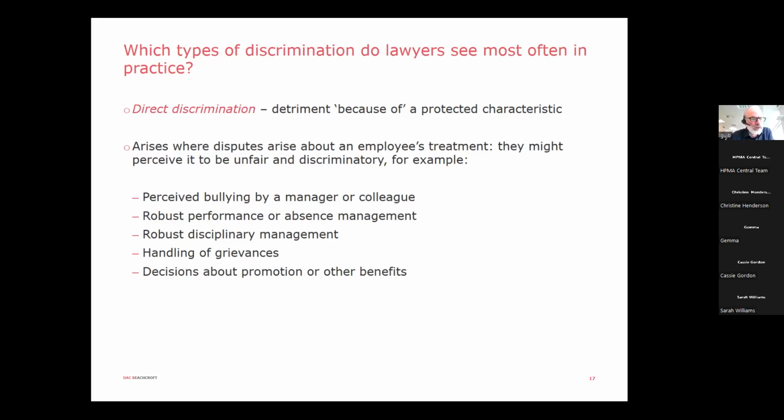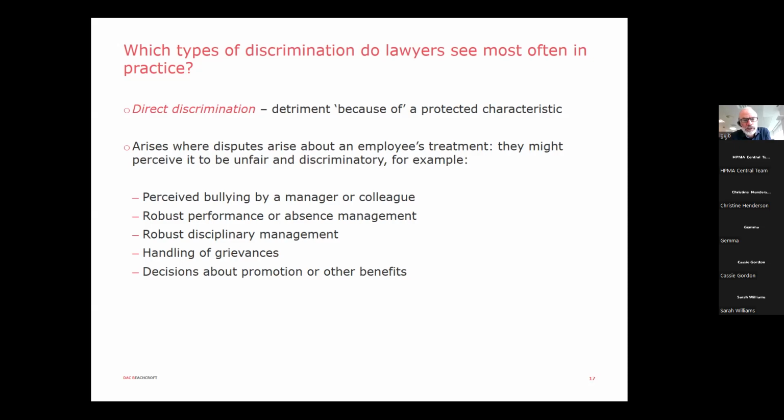So my manager's taken against me because of my race or my sexual orientation or whatever. And those things can take the form of bullying or robust performance or absence management, disciplinaries and that kind of thing. Or they can be discrete decisions about promotion or other benefits. And the difficulty we have, and this is going back to the slides that we looked at the top of this presentation, is that these things are all about perception.